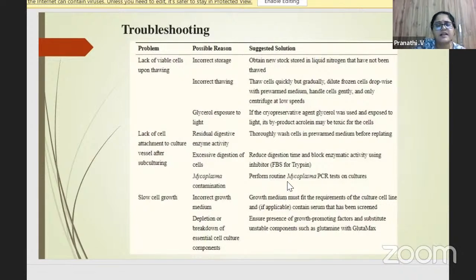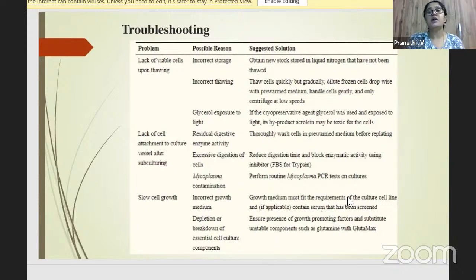Now, how are we going to see if there are any issues we are facing? What is the problem, and what are the reason and the solution? Because these are the basic common lab issues that we are going to face. One is the number of viable cells as soon as we thaw the frozen samples. So what is the problem with it? Incorrect storage or incorrect thawing. So the only thing that can be done is obtain a new stock, one that has been in the liquid nitrogen.